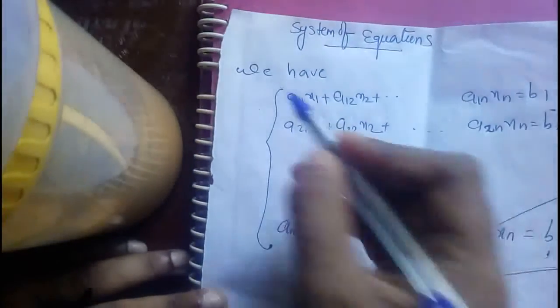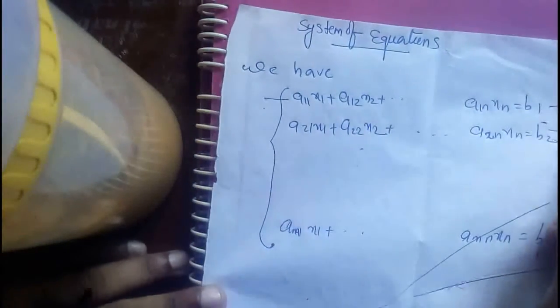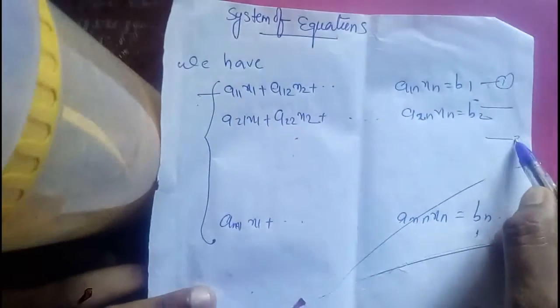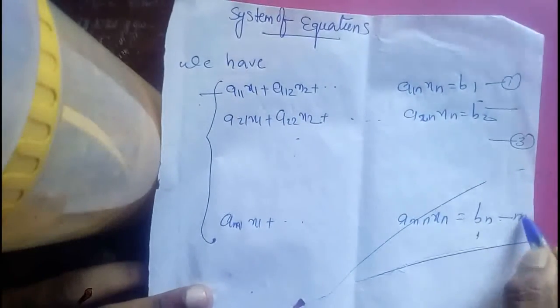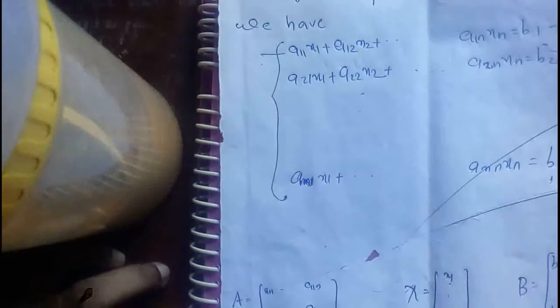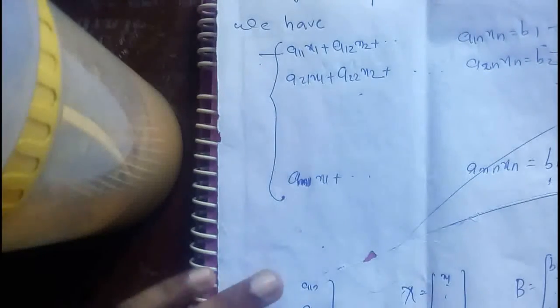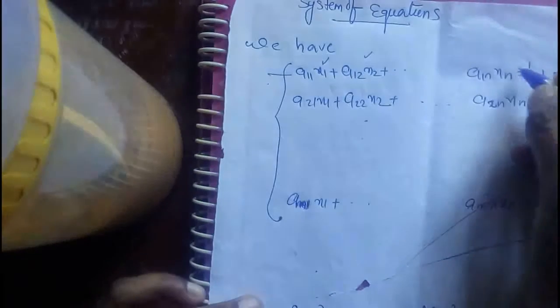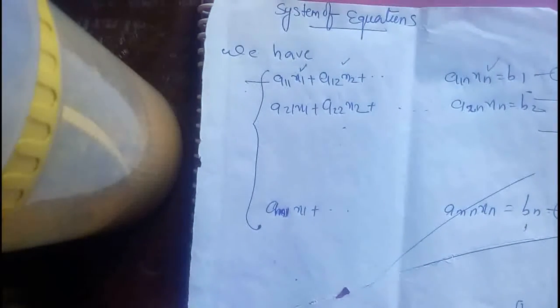This is the first equation. This is the second equation. This next is the third equation, etc. We have m equations because here is am1. So we have m equations and x1, x2, etc. xn, n unknowns. So here we have m equations and n unknowns.